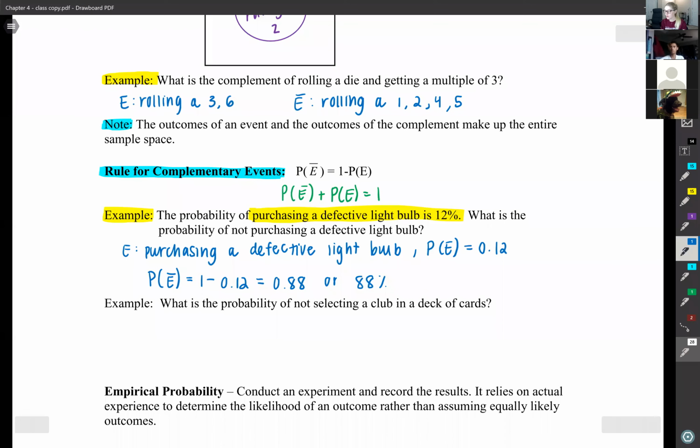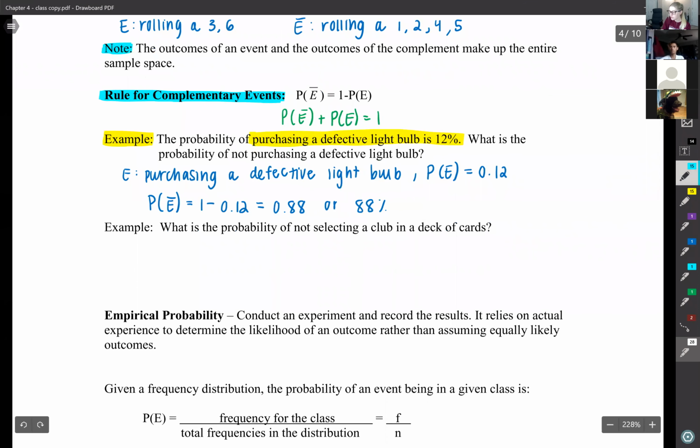Okay, so I think I'm going to let you try this example on your own. So this is, what is the probability of not selecting a club in a deck of cards? So without starting it, I'm gonna let you all try this example. Once you get it, why don't you send me a private chat on Zoom with the answer that you got, and then we'll talk about it.